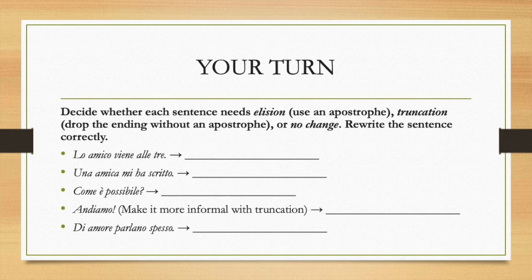And now it's your turn. Decide whether each sentence needs elision, so use an apostrophe, truncation, drop the ending without an apostrophe, or no change. Rewrite the sentence correctly. Then check your answers.